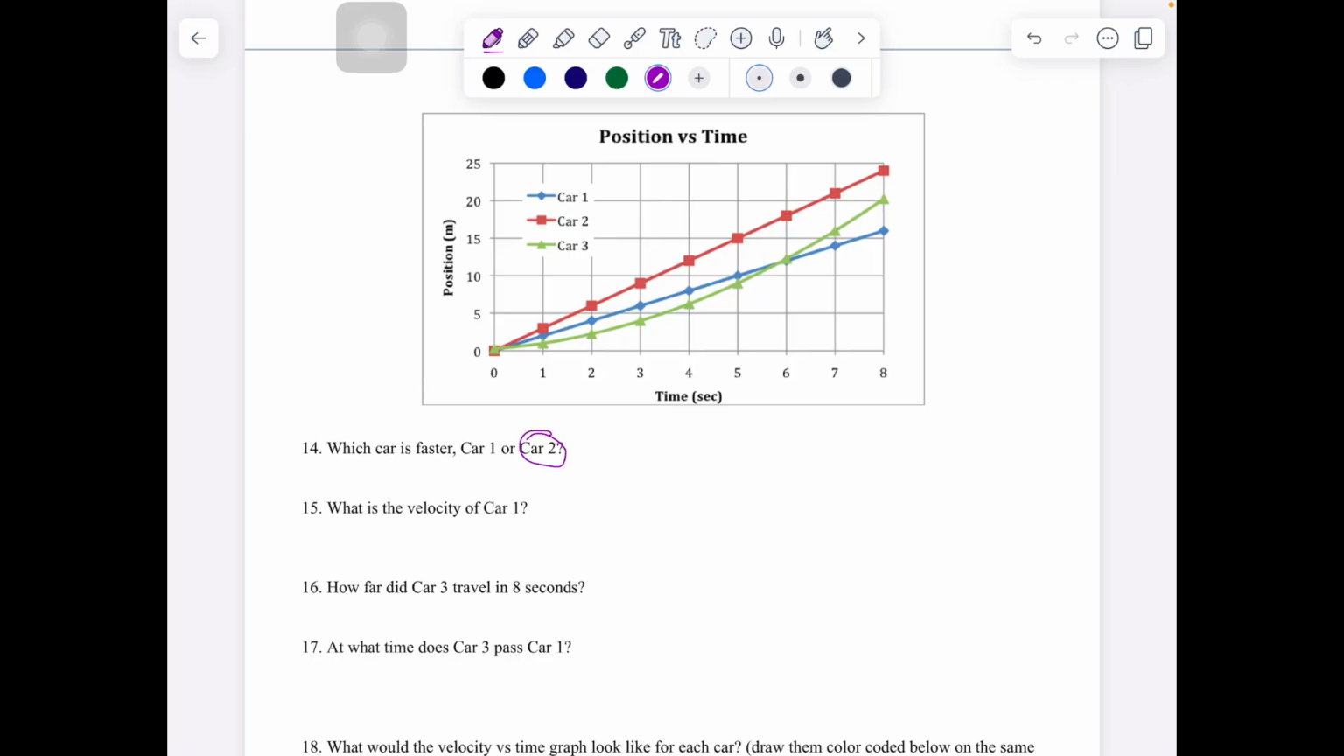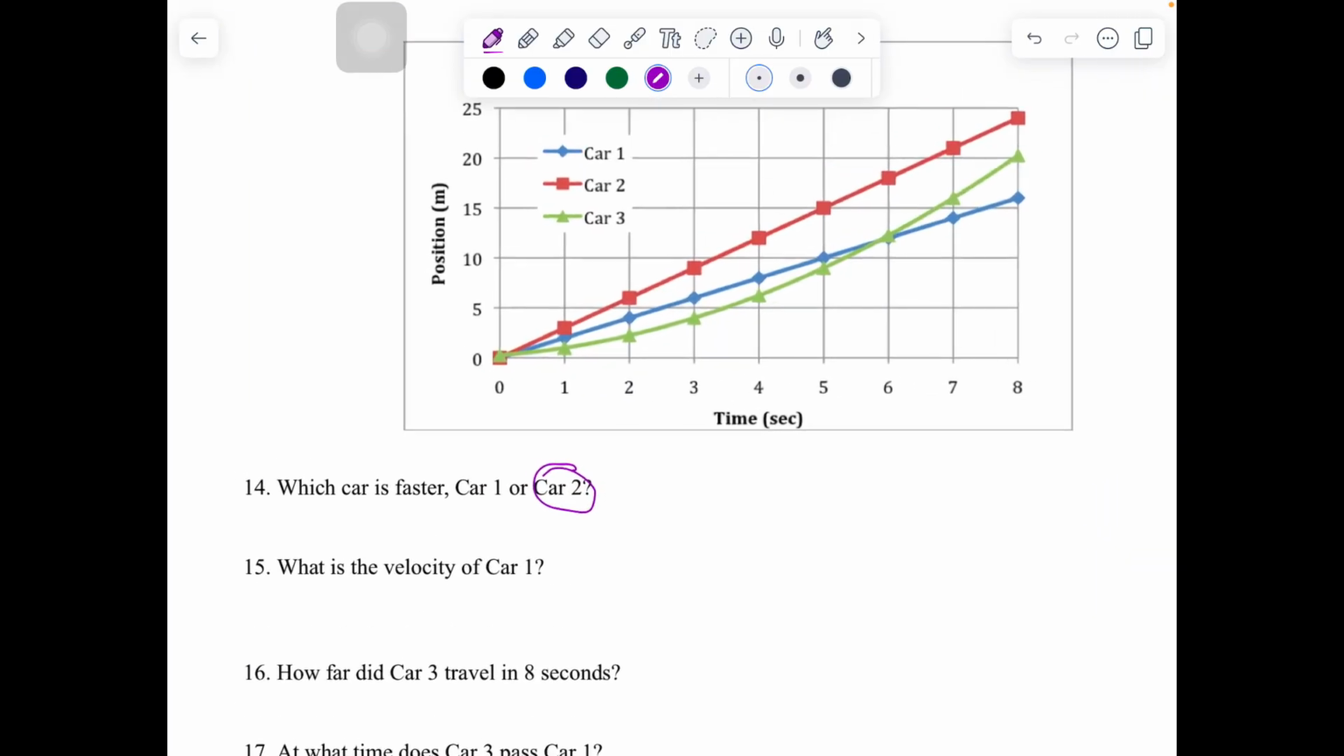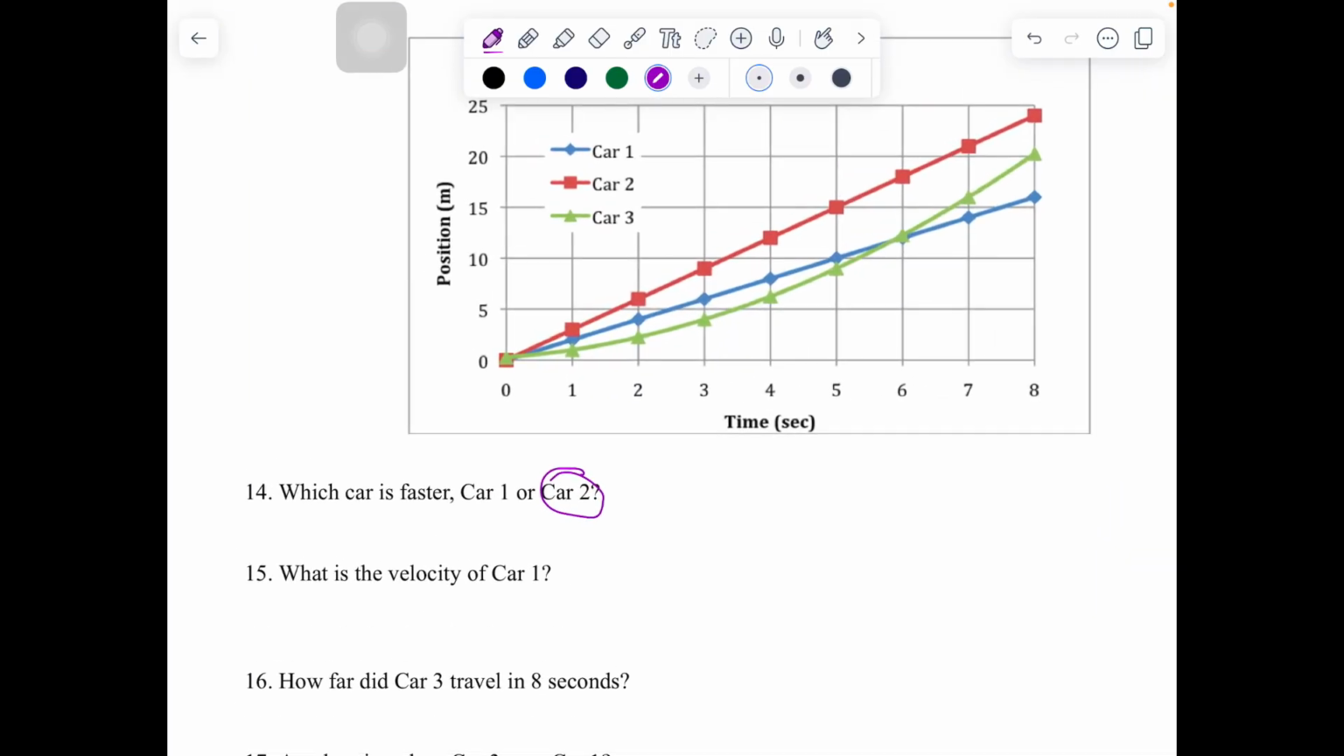What is the velocity of car 1? Well, we just said slope is the velocity. So find the slope of car 1. How do you do this? Well, you can do rise over run, or you could do y2 minus y1 over x2 minus x1. The key is you have to pick 2 points. Car 1 starts at 0, 0. That will be one of my points.